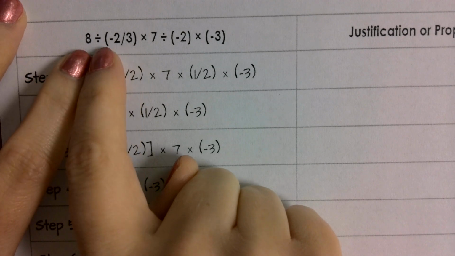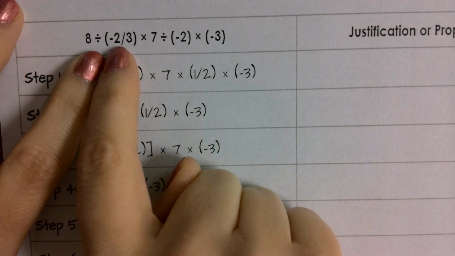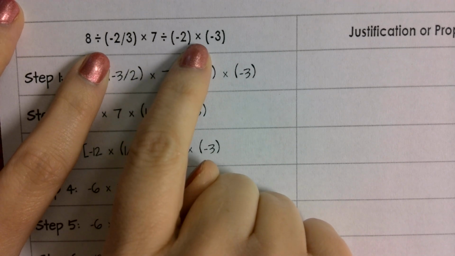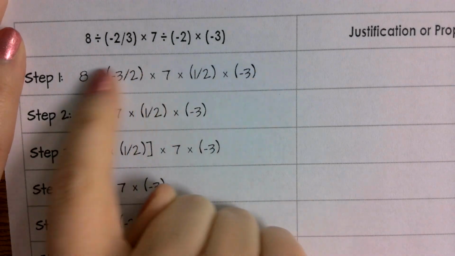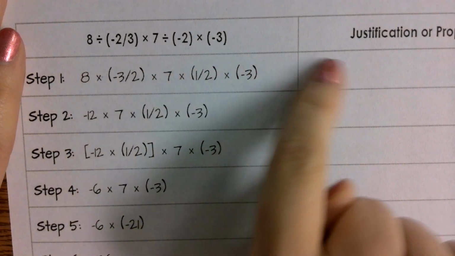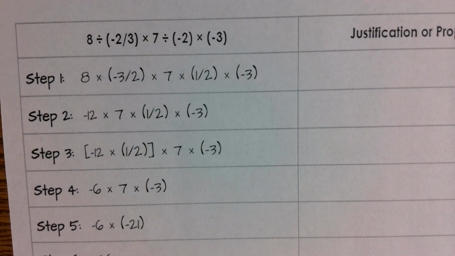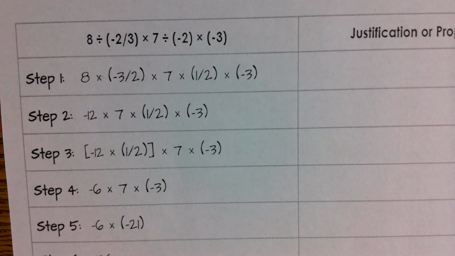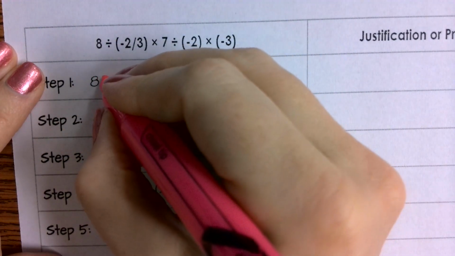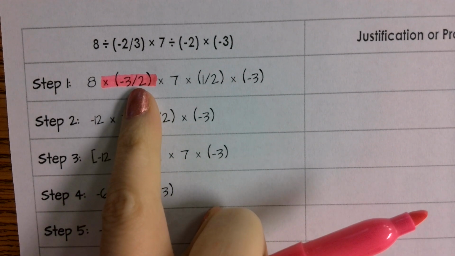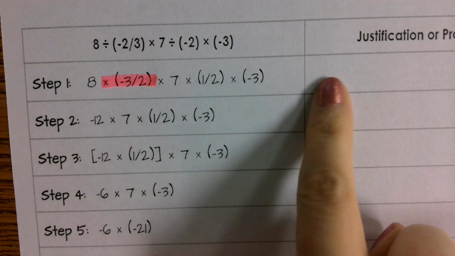Here's our original problem. Our original problem is 8 divided by negative 2/3 times 7 divided by negative 2 times negative 3. When we get to step 1, who can tell me where I should highlight that a change occurred in the problem? Okay, so right here we see a change, and I'm going to highlight the fraction as well, because did the fraction stay the same? No. Anywhere else that I see a change in the problem?